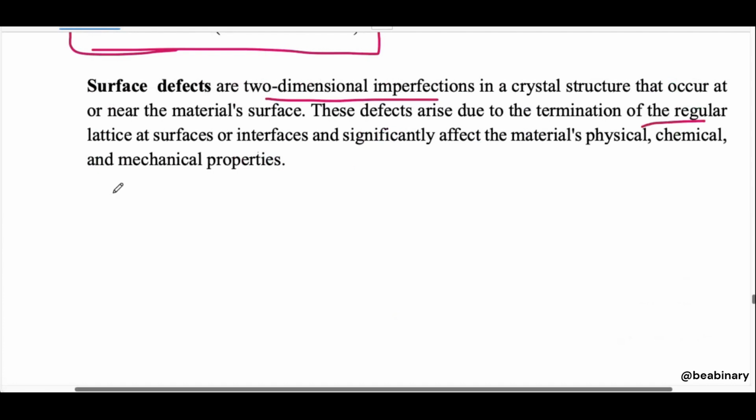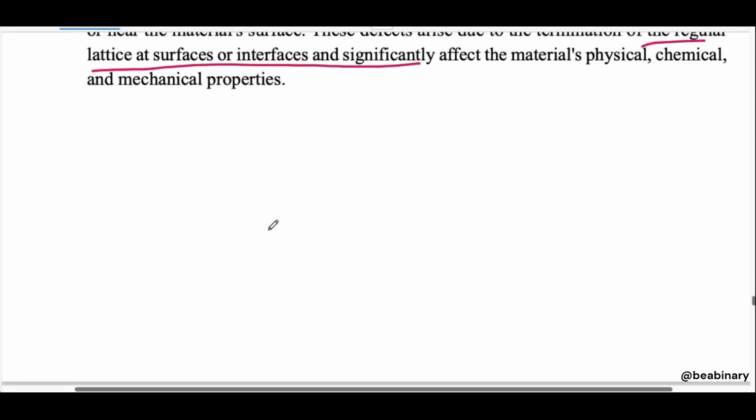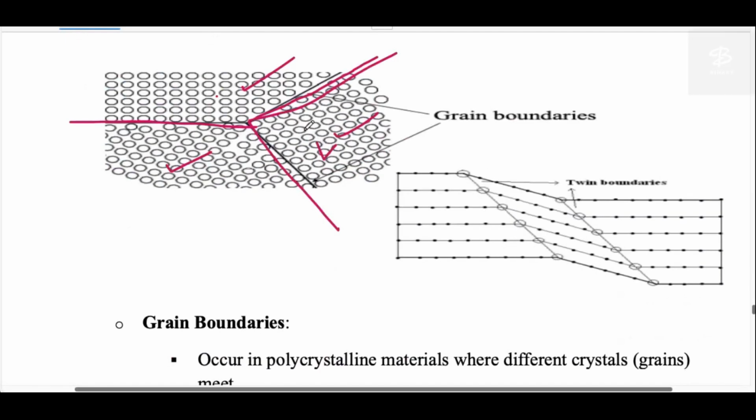Termination of the regular lattice at a surface or interface means here it terminates. This grain has terminated at this particular boundary, and from here a different lattice, a different grain, has grown. So this transition is known as your surface defect. Because for a surface, what do we require? We require overall similarity, regularity. But here you can see there is no regularity.